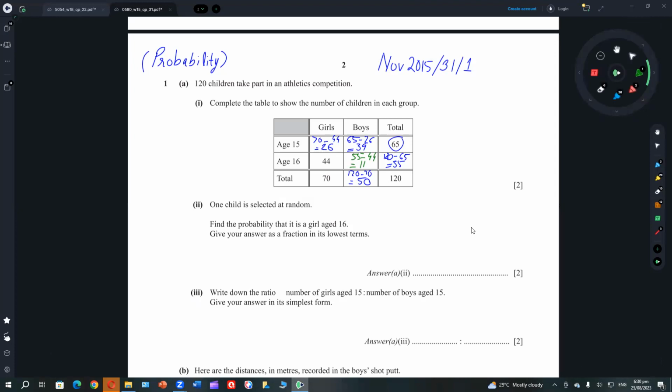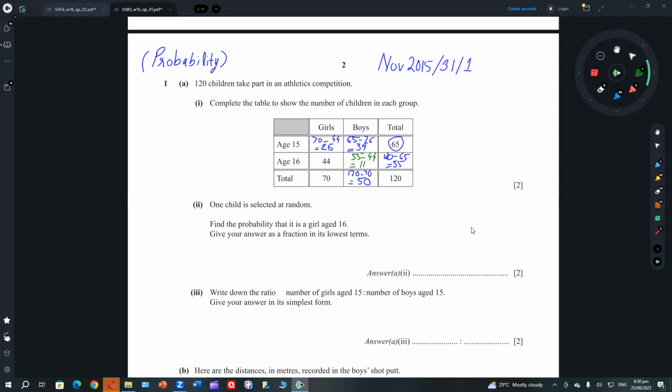One child is selected at random. Find the probability that it is a girl aged 16. Write your answer as a fraction in its lowest terms. So, girl aged 16, the number is 11. So, what should I do? The probability is favorable outcomes upon total outcomes.